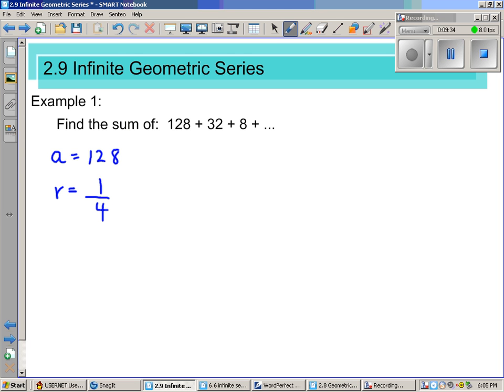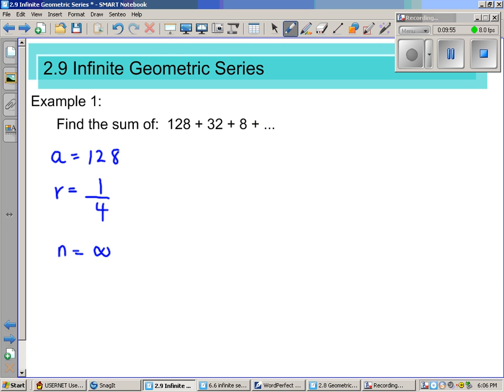Or you could take your second number, your 32, and divide it by 128, and you're going to get 0.25, which is a quarter. So either way to do it. So I have a and I have r, and what's n? Well, n, in this case, is infinity. That's what those 3 dots mean. They call them ellipses. It means and so on and so on.